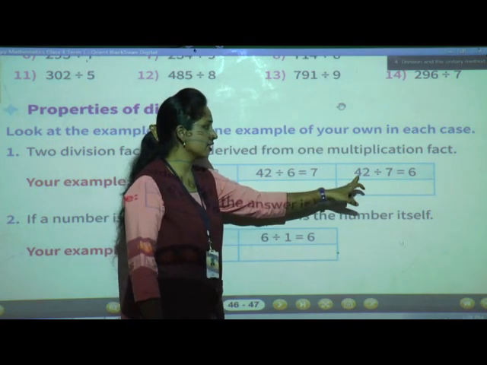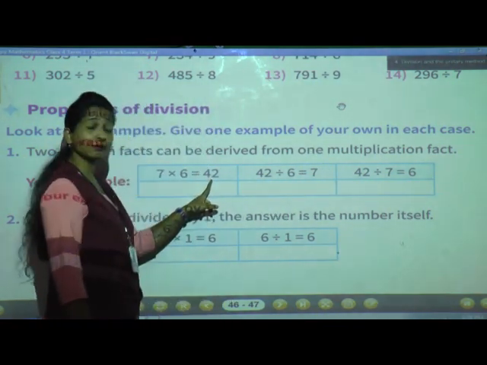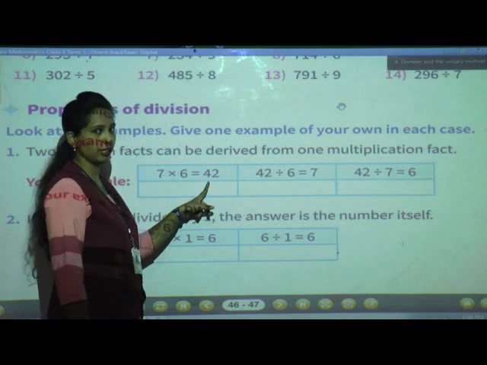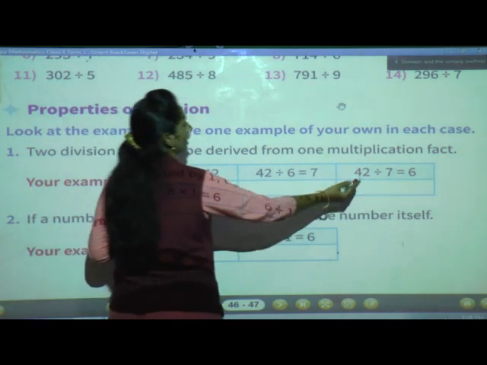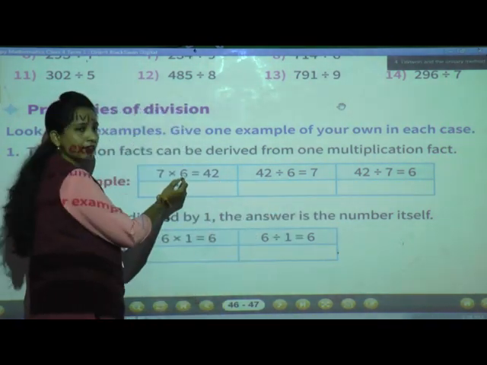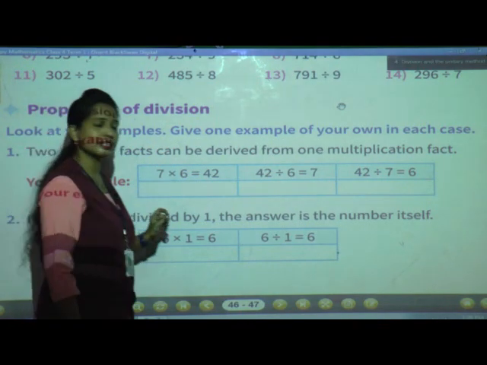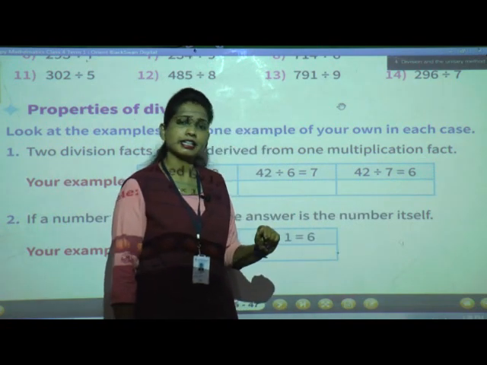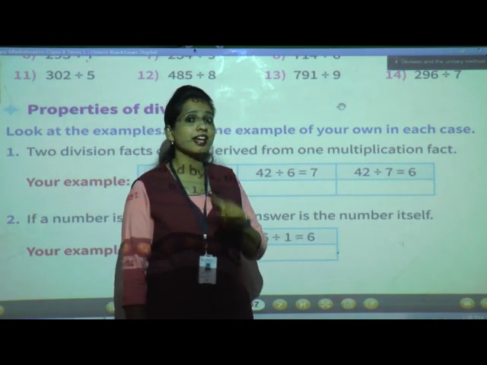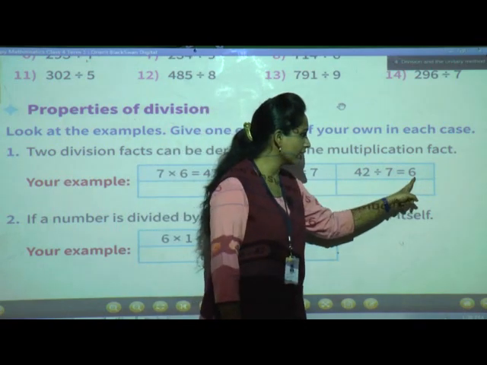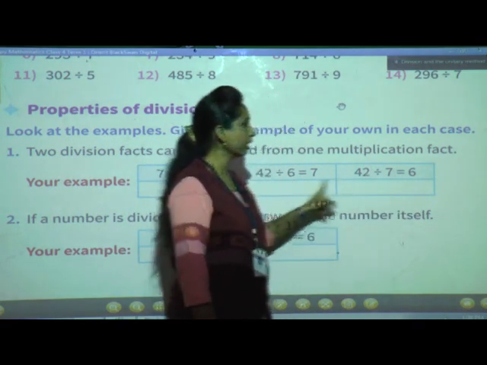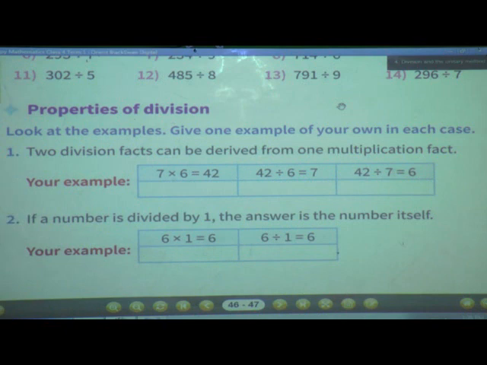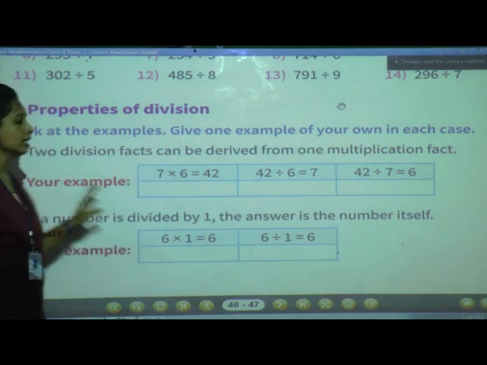And for another one, we take the product, the greater number 42, divided by 7, since we have done it with 6. In the 7 table, is 42 there? Yes, 7 sixes are 42. So the answer is 6. In this way, the properties of division tell us that 2 division facts can be derived from one multiplication fact.